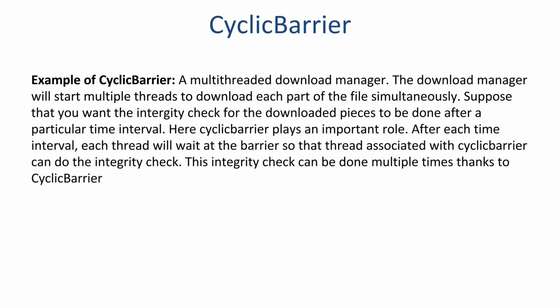Example of cyclic barrier: a multi-threaded download manager. The download manager will start multiple threads to download each part of the file simultaneously. Suppose that you want the integrity check for the downloaded pieces to be done after a particular time interval. Here cyclic barrier plays an important role. After each time interval, each thread will wait at the barrier so that the thread associated with cyclic barrier can do the integrity check. This integrity check can be done multiple times thanks to cyclic barrier.